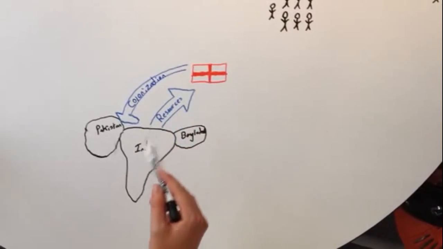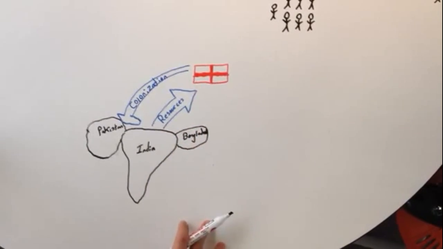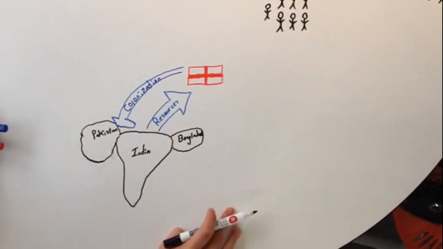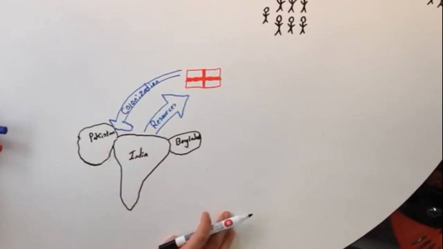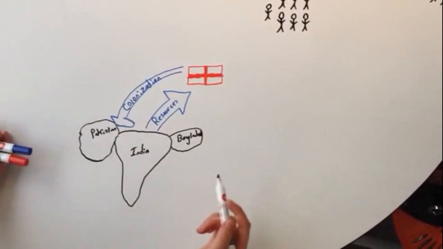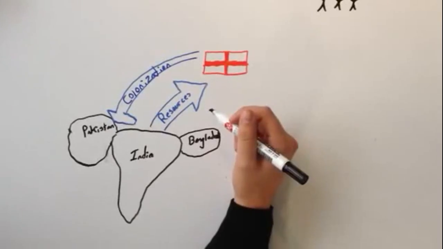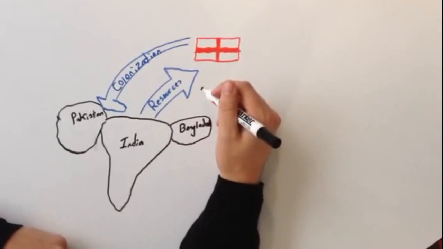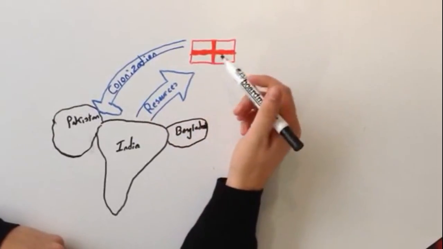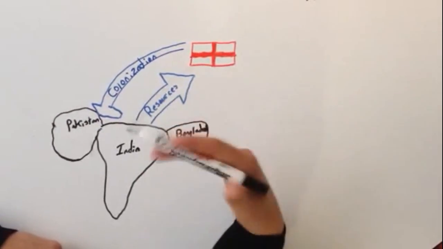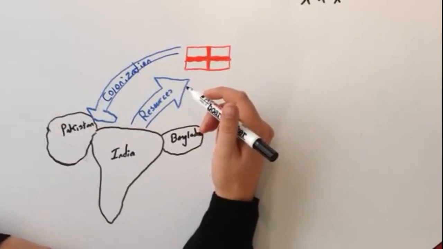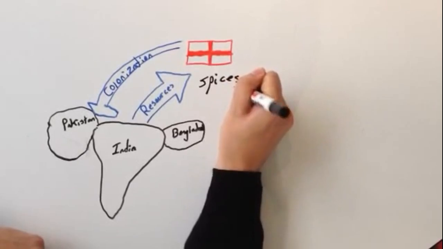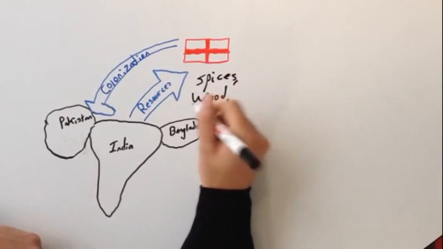We have a big arrow saying all resources are going to England, okay, and England has colonized India. All right? So when the British were in control, they gutted India's resources for their own gain and did not invest that money back into India's education, healthcare, and infrastructure. Some of those resources that they took were spices, wood, and minerals.